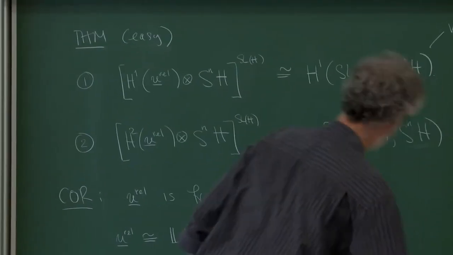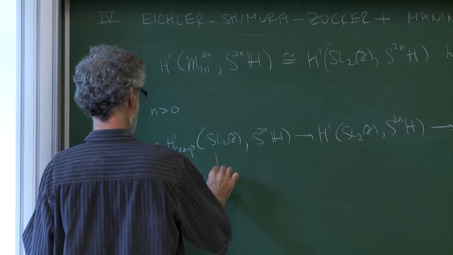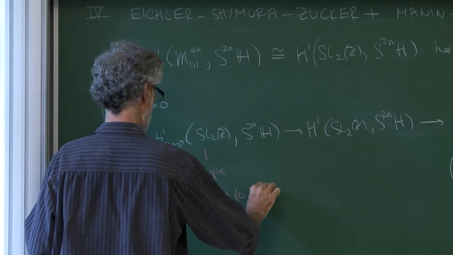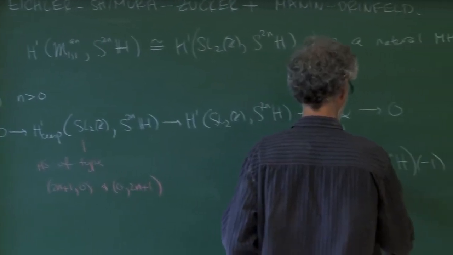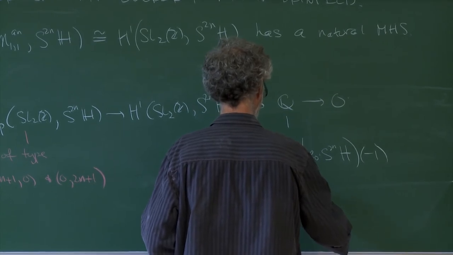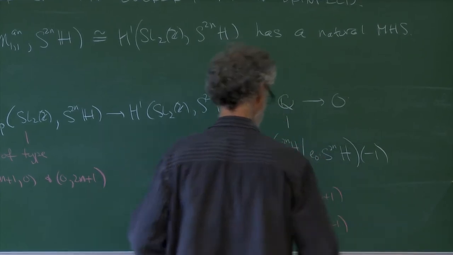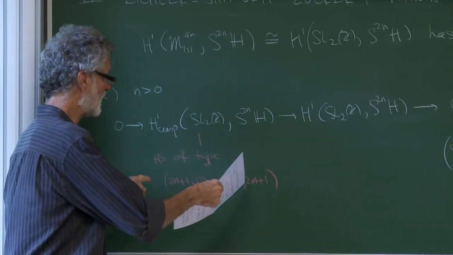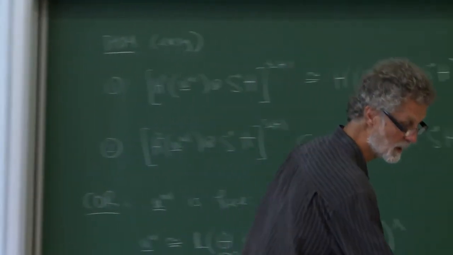I have colored chalk here for a reason. So this part here is a Hodge structure of type (2n+1, 0) and (0, 2n+1). And this part here is of type (2n+1, 2n+1). So it's really a copy of Q(-2n-1). The question is, who was the first person to say these should be the Hodge numbers of this, write it down and explain it? That's why I give Zucker credit here.